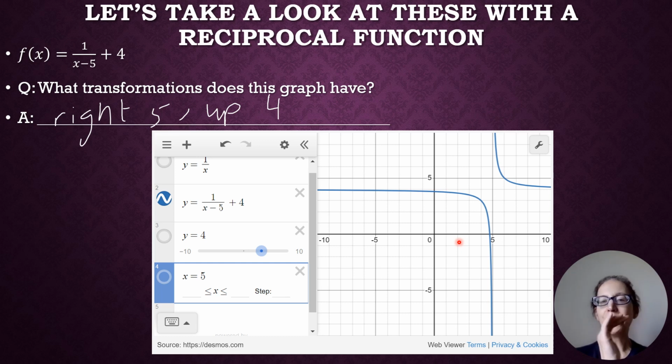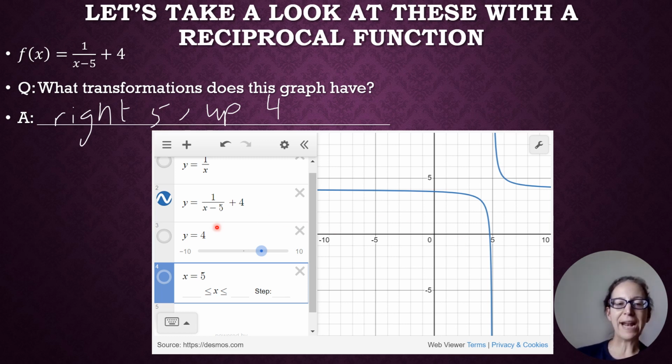But for now, we just want to focus on this idea of the reciprocal function, what that graph looks like, and then what the asymptotes are and how you would see the asymptotes on the graph. And that's our goal for today.